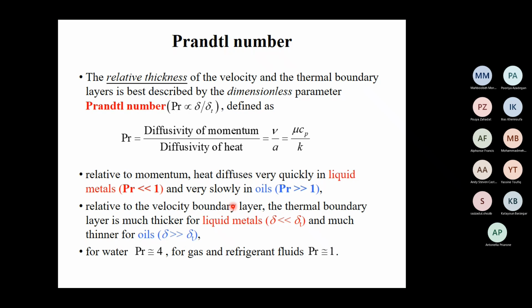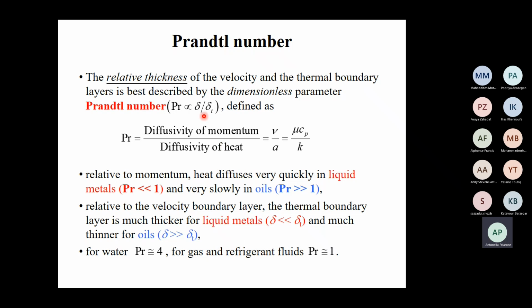Okay? These are two extreme behaviors, liquid metals and oils. For the fluids that an engineer typically uses, that are water, gases, and refrigerant, refrigerant for the chiller equipment, and then gases, including air and water, we can consider the Prandtl number more or less 1/4. So more or less in the order of unity.